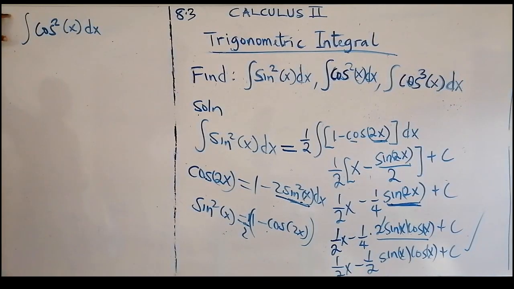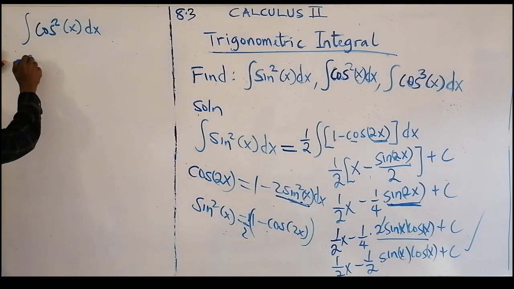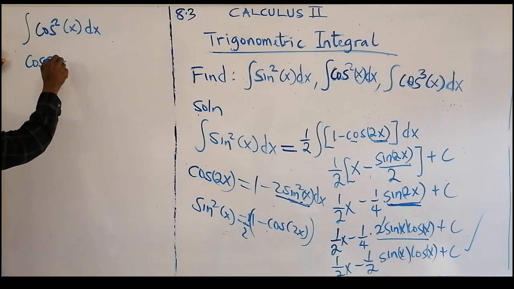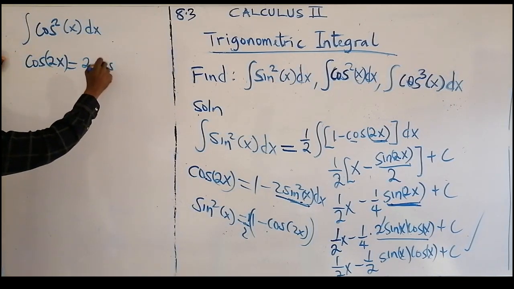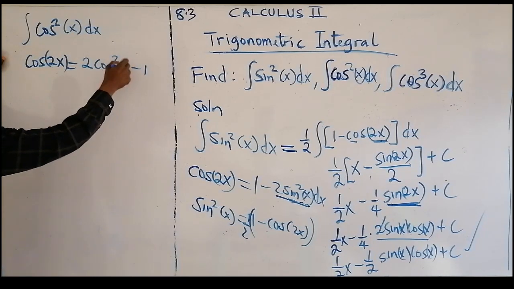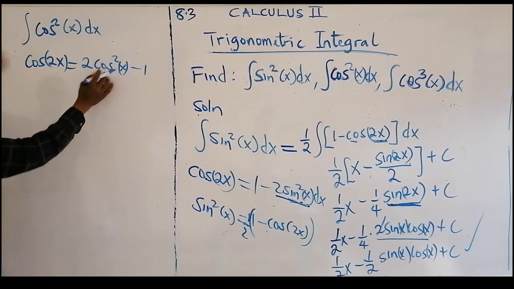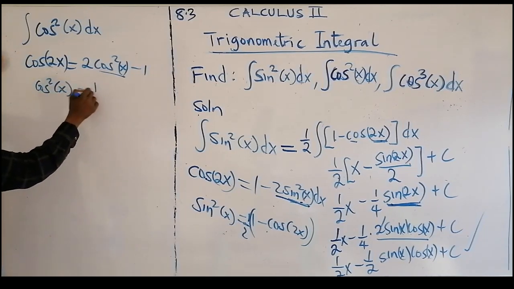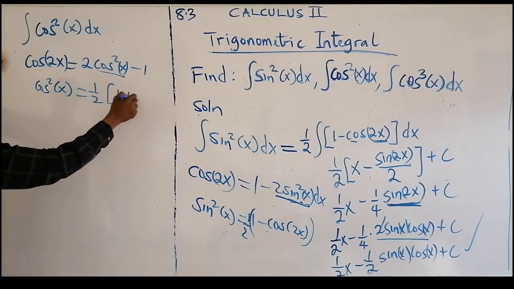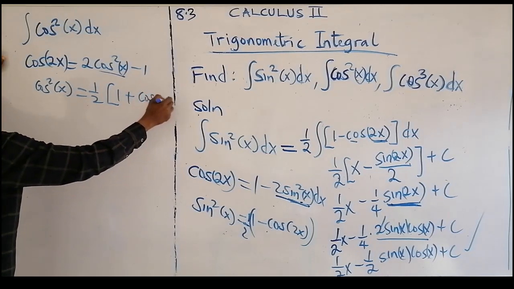This one also has no direct table for cos square x. So what we can do also is to come back to this. Cos 2x has two equations, can be written as 2 cos square x minus 1. So we can make this one the subject, and that will be cos square x is equal to 1 over 2 into bracket 1 plus cos 2x.